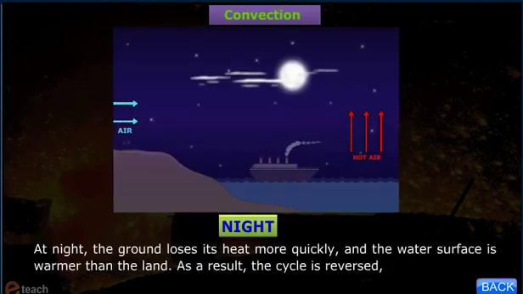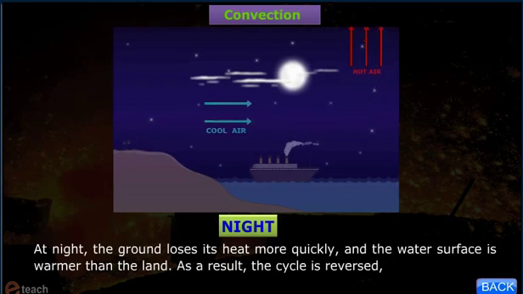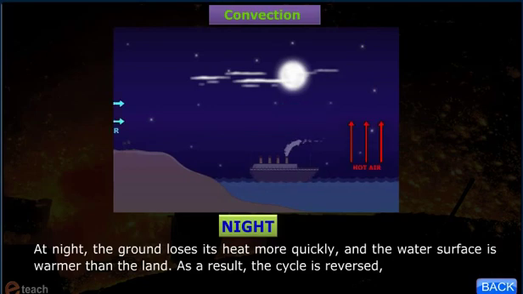At night, the ground loses its heat more quickly and the water surface is warmer than the land. As a result, the cycle is reversed.